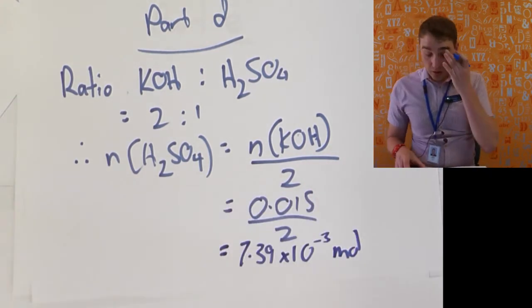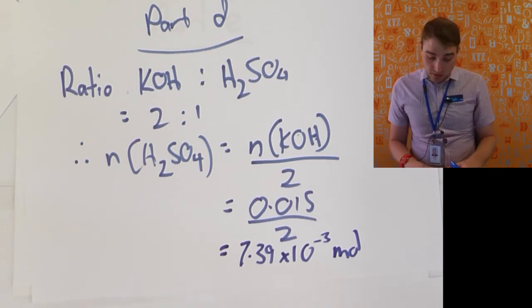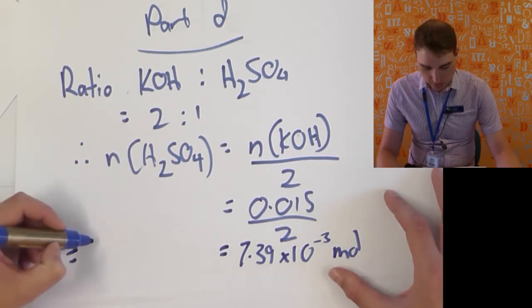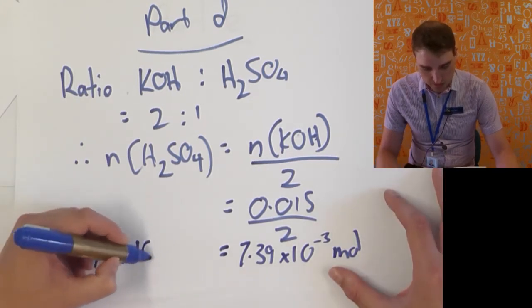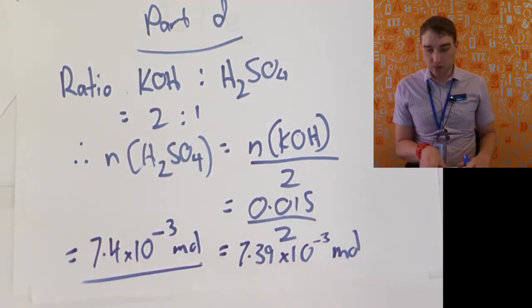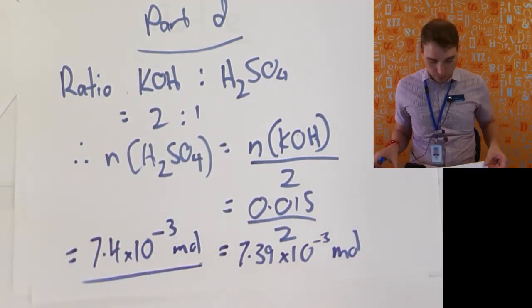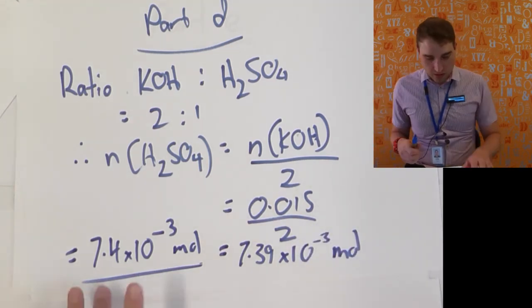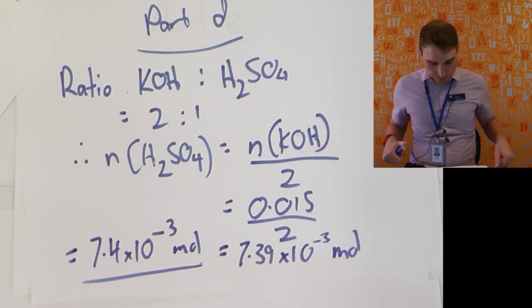Moles. Alright, so 7.39, if I round that off correctly, I'll put that over here, so that's 7.4 times 10 to the minus 3 mole. So I'm going to use that number when I'm doing my calculation. Okay, I'm going to use the number in the calculator when I'm doing the calculation, but that's what I'm going to write down for my answer part D.